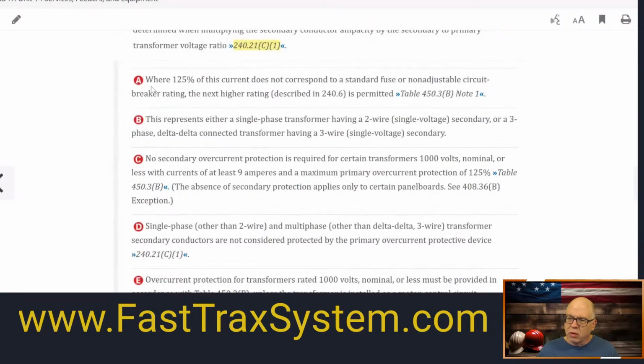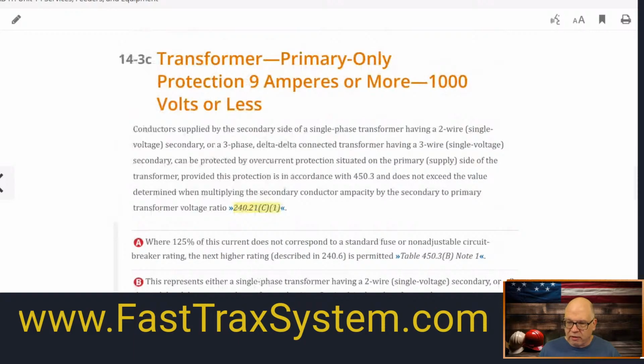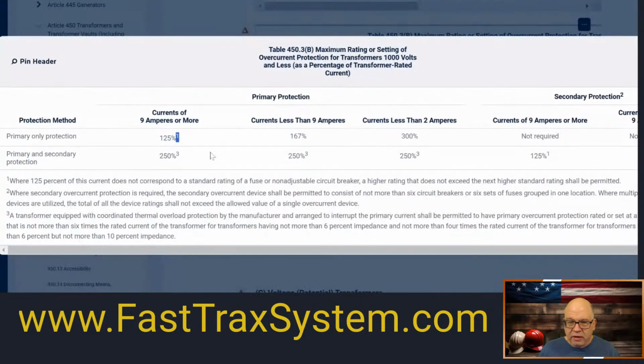Okay, so now, where 125% of this current does not correspond to the standard fuse or an adjustable circuit breaker rating, the next higher rating, and all the breakers are listed in 240.6, is permitted by note 1. So let me show you what it's talking about in the code. So here, this is what it's talking about. See how this is 9 amps or more. See this little note right here? That little 1 right there?